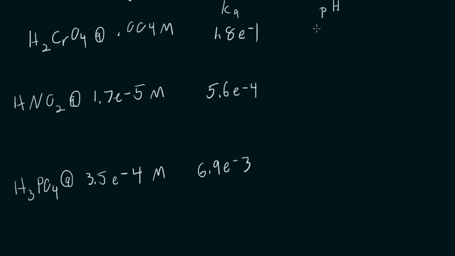Our chromic acid is going to have a pH of 1.57. Our nitrous acid is going to have a pH of 4.01. And our phosphoric acid will have a pH of 2.81. How'd you do? Great. So we should be able to calculate these pHs for any weak acid by looking up our dissociation constant in a table and being given an initial concentration.